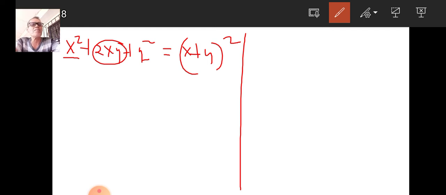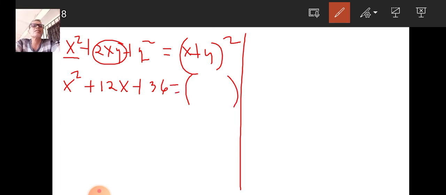For example, if we have x squared plus 12x plus 36. If you get the square root of x squared, you will have x. If you get the square root of 36, you will have 6. If you multiply x times 6 times 2, you will have 12x, which is the middle term. So therefore, this is a perfect square trinomial.